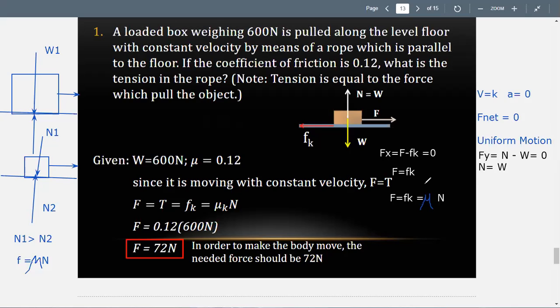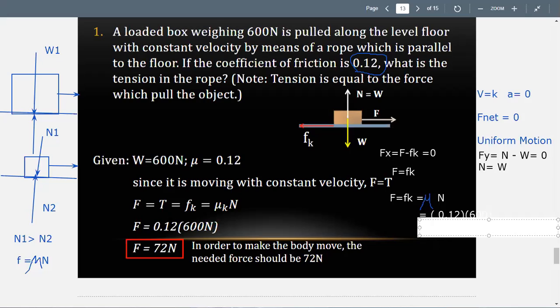So we write mu, the Greek symbol mu. The value of mu was given to be 0.12 in the problem. So how much is the tension or the applied force? Since this is equal merely to the kinetic friction, our value will simply be 0.12 times N. Our N is equal to the weight, which is equal to 600. So how much is 600 times 0.12? It is 72 Newton.